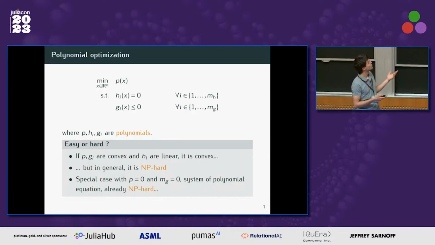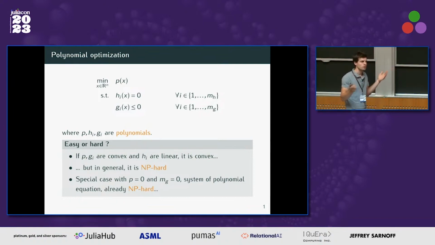So first, I'm going to say exactly what I mean by polynomial optimization. What I mean is we have a multivariate polynomial P in n dimensions, and you want to find the vector x that minimizes this polynomial. You can also have constraints, so you can have equality constraints, or you can also have inequality constraints, and this x should satisfy these constraints.